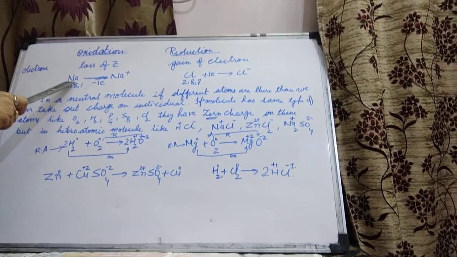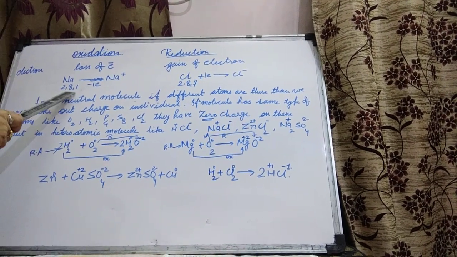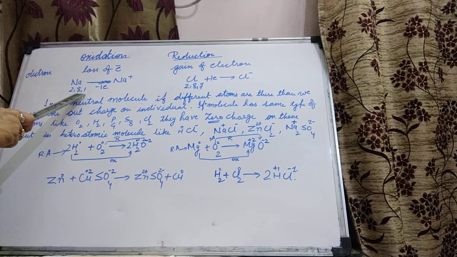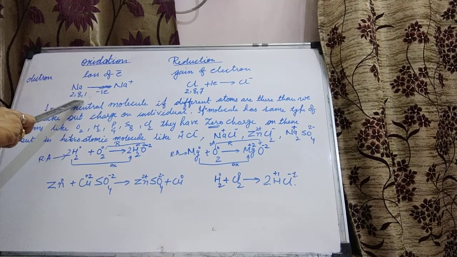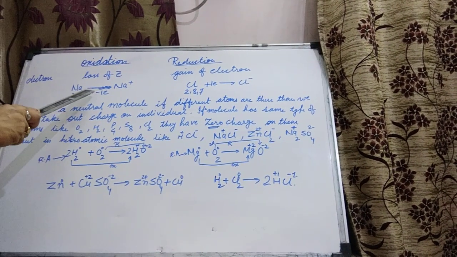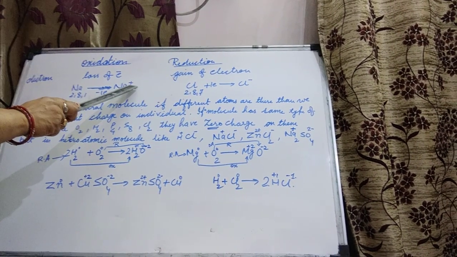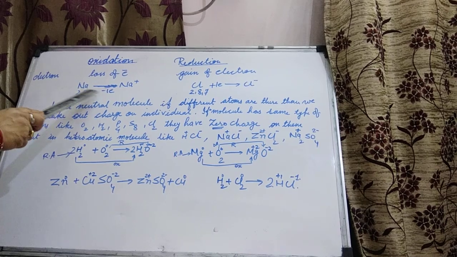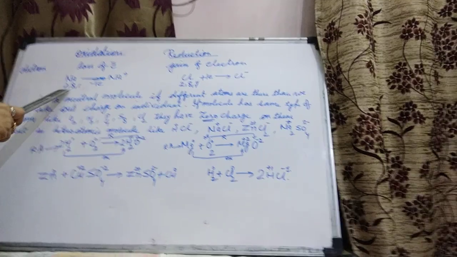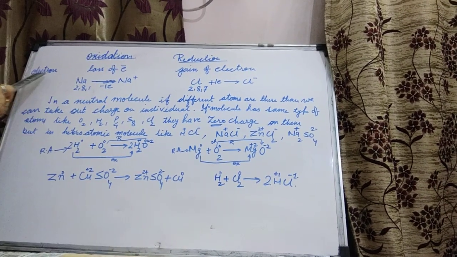Loss of electron, I've explained to you by taking an example also. Sodium atomic number is 11, configuration is 2, 8, 1. If the configuration is 2, 8, 1, it has a tendency to lose an electron. So as it loses an electron, it acquires a positive charge, one positive. So loss of electron is taking place here. That's why the process is called what? Oxidation.